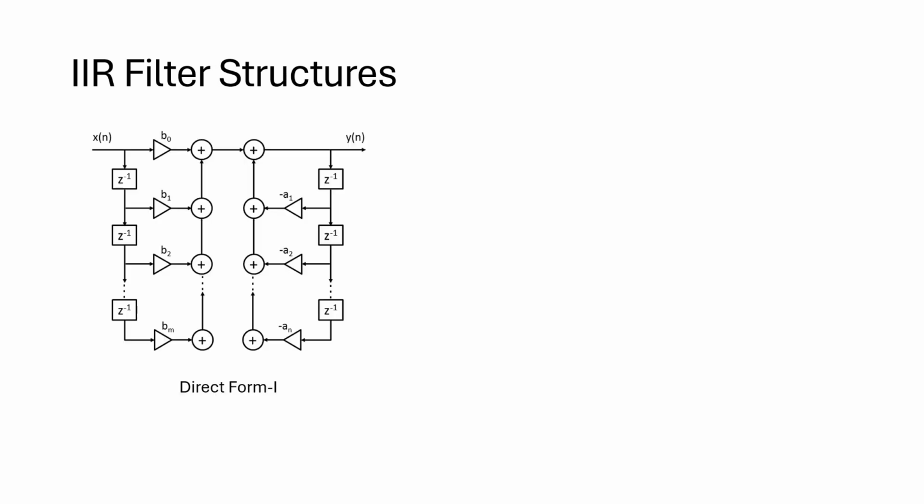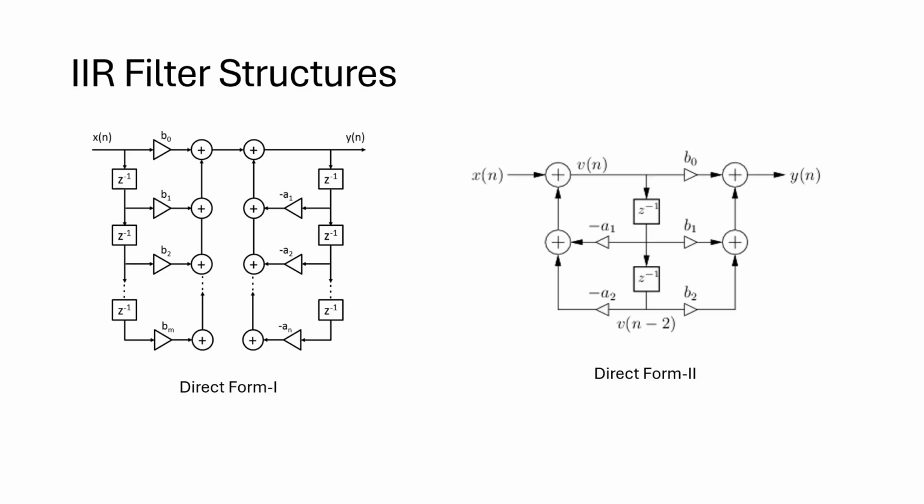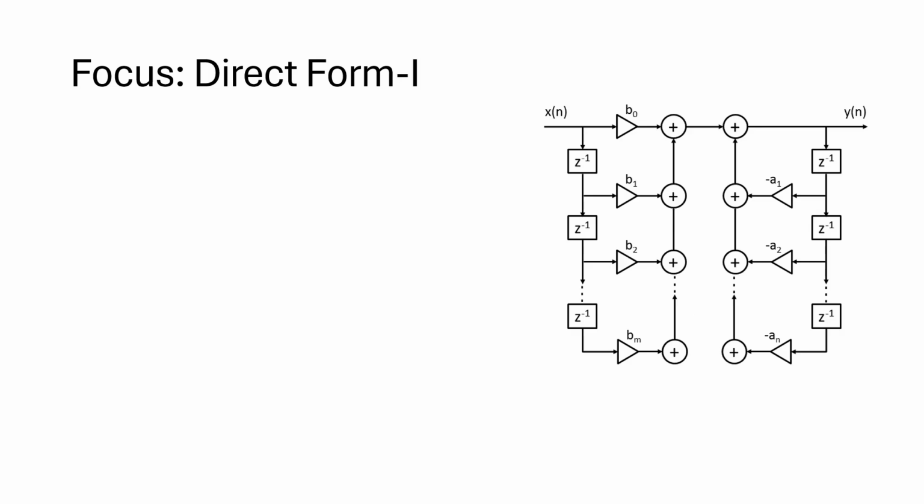So there's a couple different IIR filter structures. This one right here is going to be the direct form 1 structure, and this one over here is the direct form 2. There's more than this. Each structure is going to differentiate itself with the resource utilization within the FPGA, or certain properties of it, as well as the delay between output and input, not necessarily the speed of the filter, but the delay from output to input. So we're going to be focusing on the direct form 1 structure, which is this one.